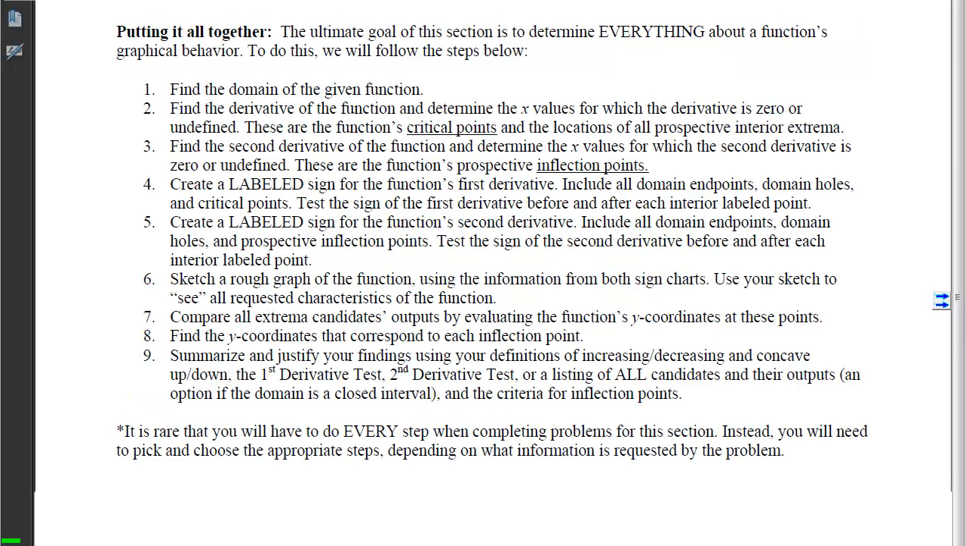The goal of this objective is to put it all together analytically. So I'm going to have you pause this video and read these 9 steps in your notes because I don't think it's as effective when I read them to you. I'd like you to process what these 9 steps are and then realize that it's rare that you will have to do every step when completing problems. Instead, you'll need to pick and choose which ones are appropriate depending on what is asked. So take a minute and read it.